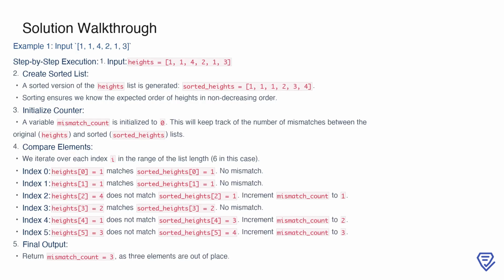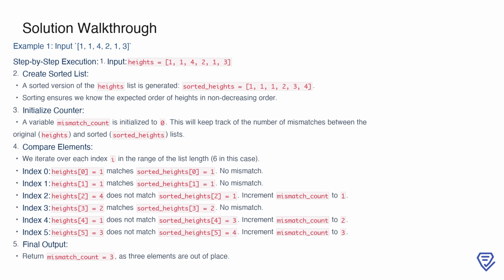In this example, we start with the input list of heights, [1, 1, 4, 2, 1, 3]. The first step is to create a sorted version of this list, which gives us [1, 1, 1, 2, 3, 4]. This sorted list represents the expected order of the heights if everyone were standing in non-decreasing order. Next, we initialize a variable called mismatch_count to 0. This counter will keep track of how many elements are in the wrong position compared to the sorted order.